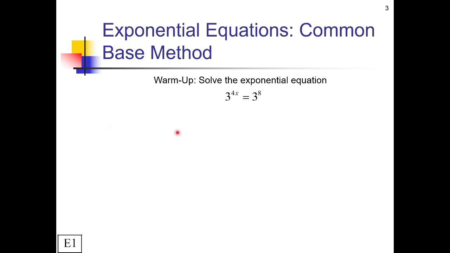For our opening question, see if you can solve the following exponential equation. 3 to the 4x equals 3 to the 8. Pause the video, see if you can intuit this one out, and then we'll take a look at it.